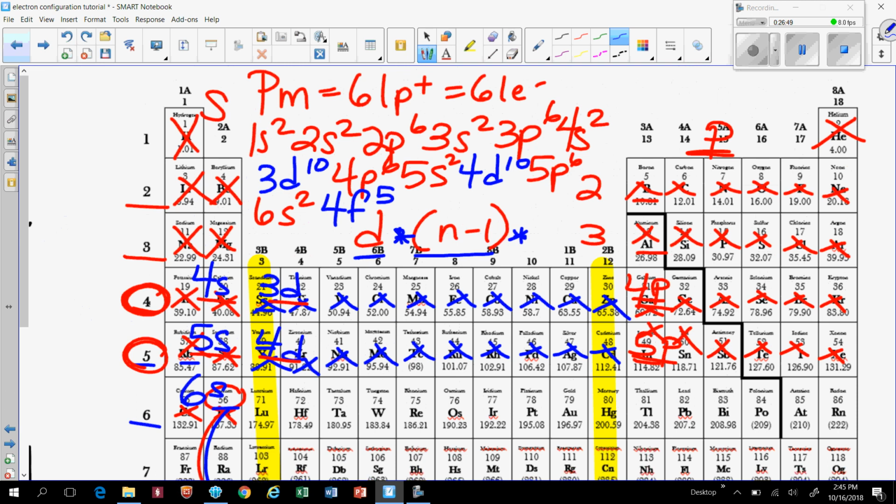We do a quick check of the electrons. 2 and 2 is 4, 10, 12, 18, 20, 30, 36, 38, 48, 54, 56, 61. And we were trying to get 61 electrons. Okay. So you cross out every element chronologically in order to get to the element that you're dealing with.